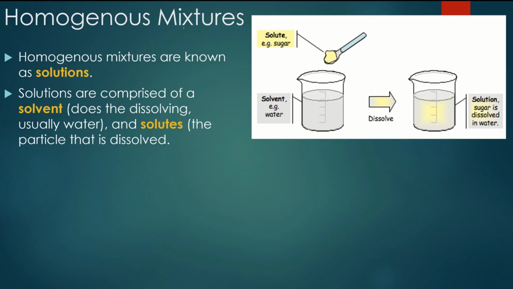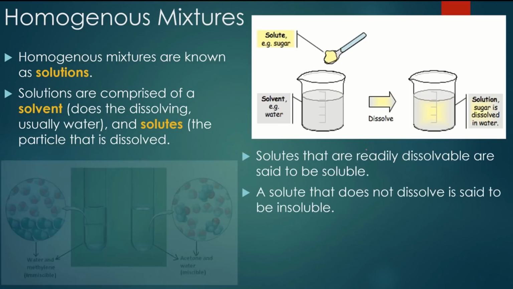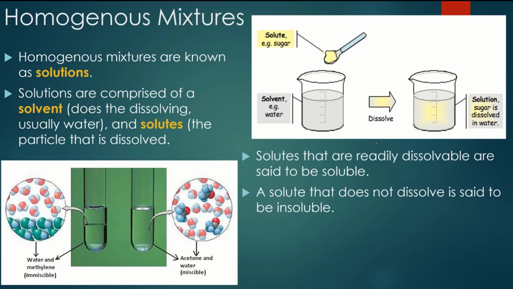So here's an image. We have the solute, which is dissolved in the solvent. Together, they make the solution. When two solutes mix together evenly, they're said to be soluble. You guys have already worked with these on your solubility rules.